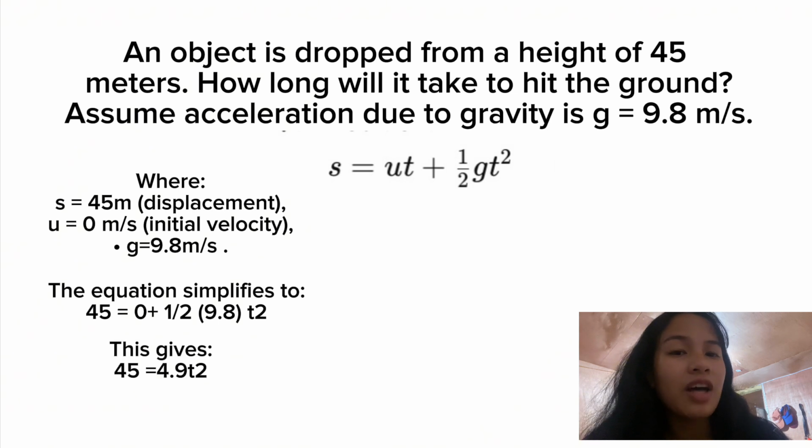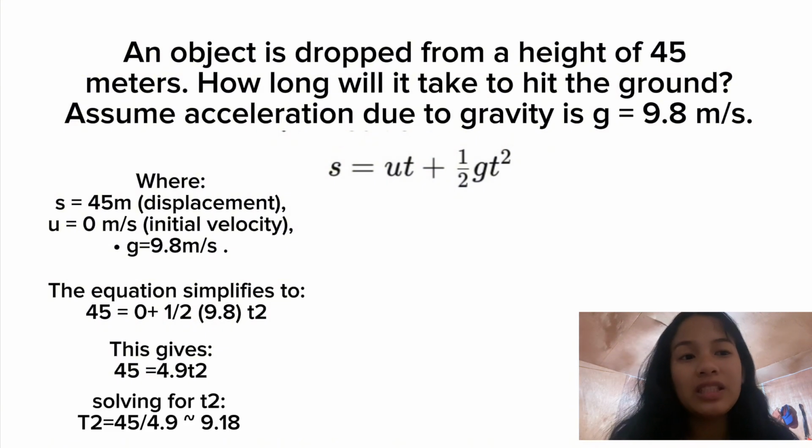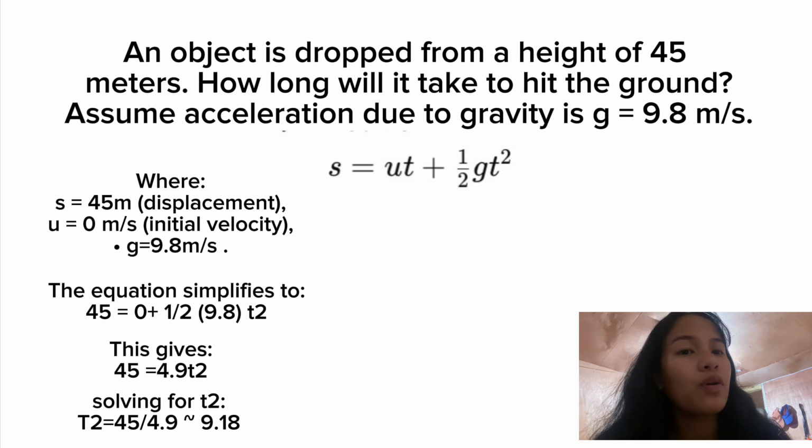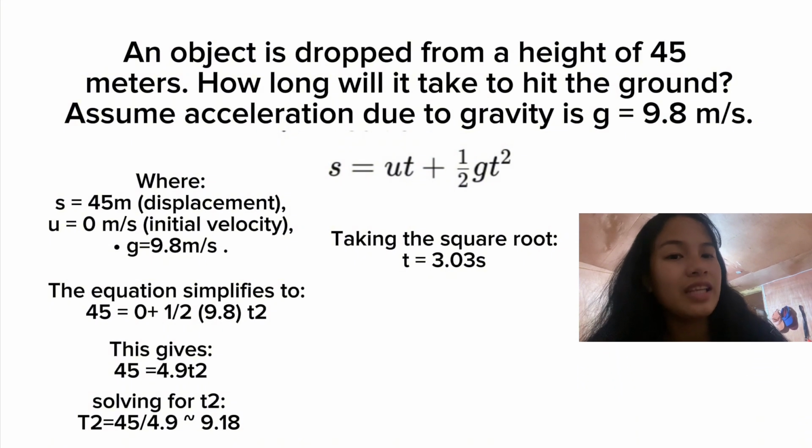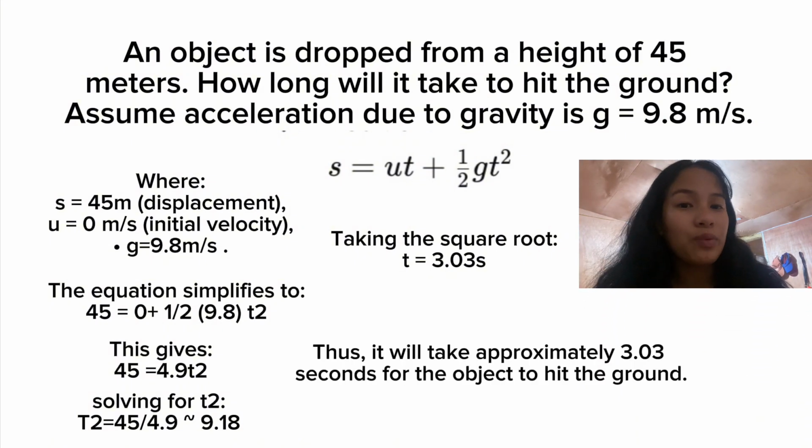And this gives us 45 is equal to 4.9 t squared. And now let us solve for t squared. t squared is equal to 45 over 4.9, which results in 9.18. Now let us take the square root. t is equal to 3.03 seconds. Thus, it will take approximately 3.03 seconds for the object to hit the ground.